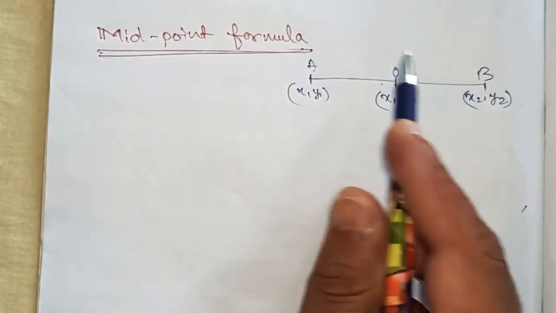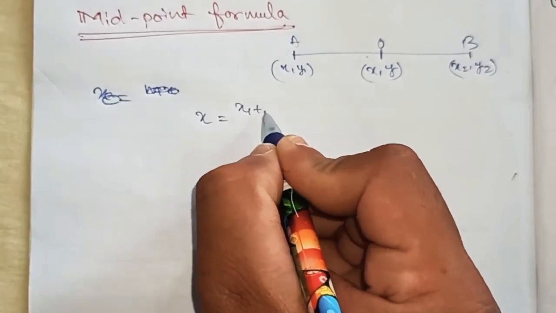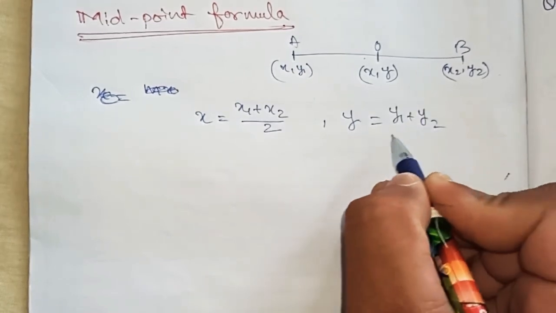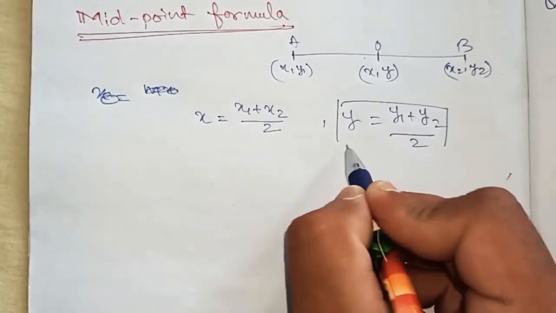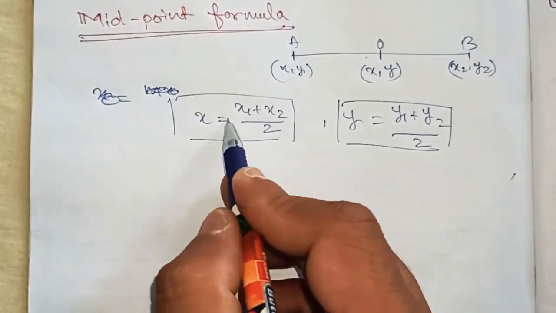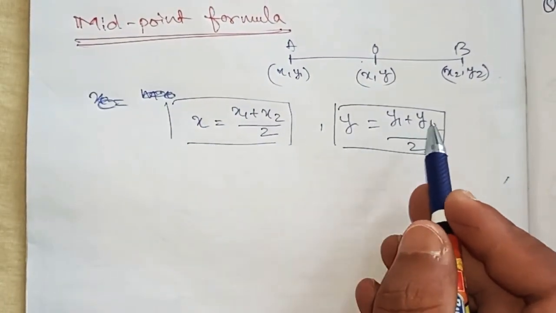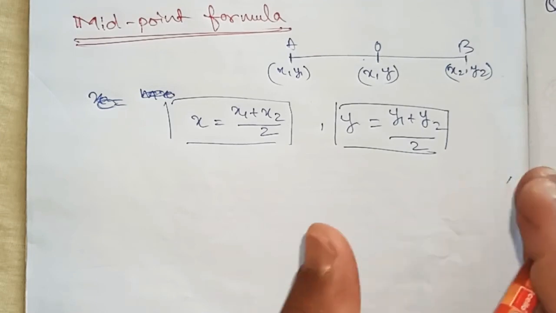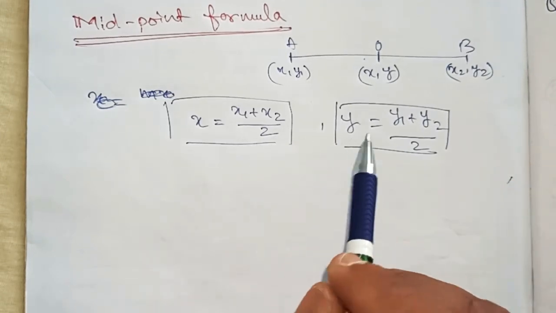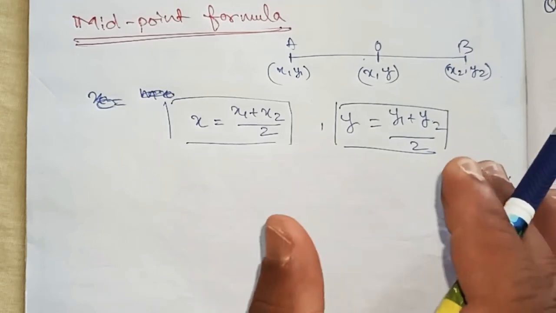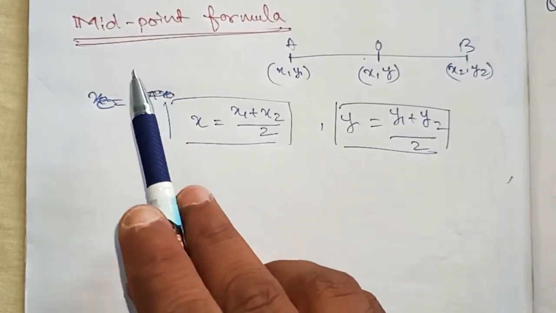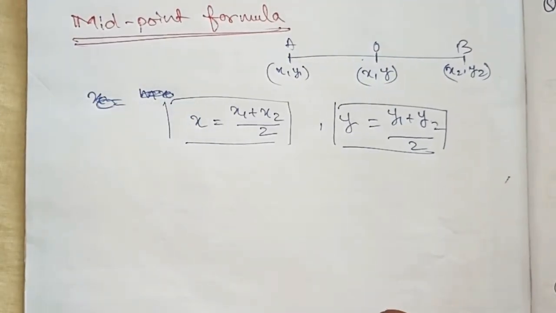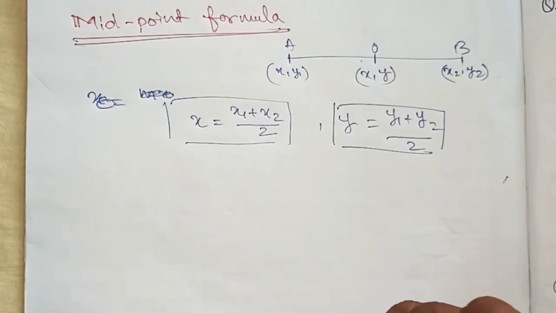So the midpoint formula is x equals x1 plus x2 by 2, and y equals y1 plus y2 by 2. By using this formula you can find out the midpoint of any line segment. No need of using the section formula wherever the word midpoint is used. So with this we have completed our basic things, the formulas. Now we can start the exercise by using these formulas.